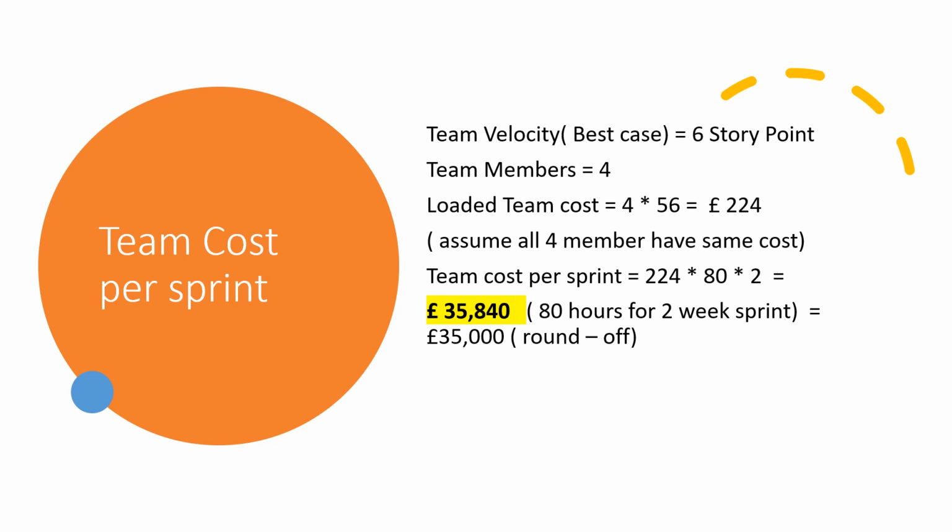So the team cost per sprint is 224 multiplied by 80, the number of work hours, multiplied by 2 because that's the sprint length duration. So that will come to around 35k if we round it. So this will be our team cost per sprint.